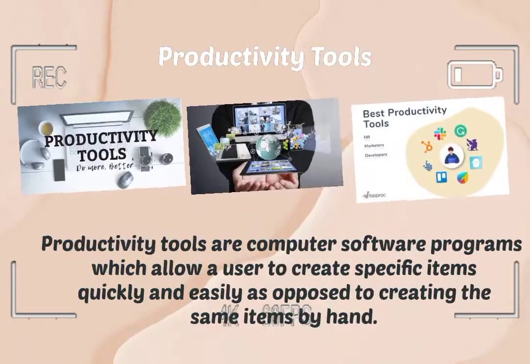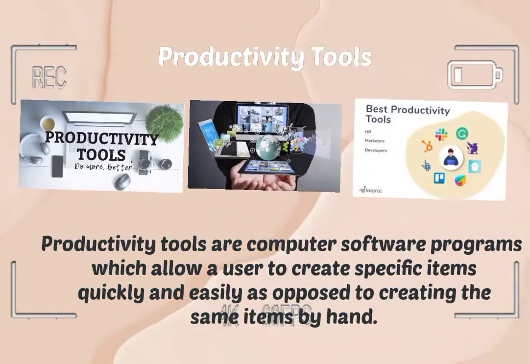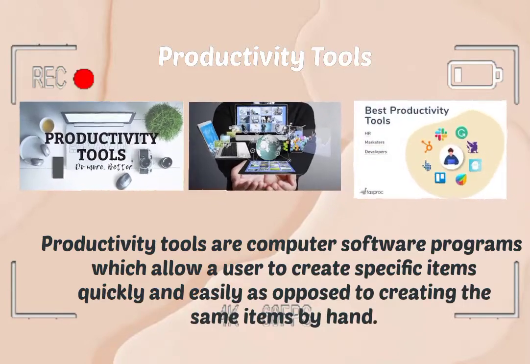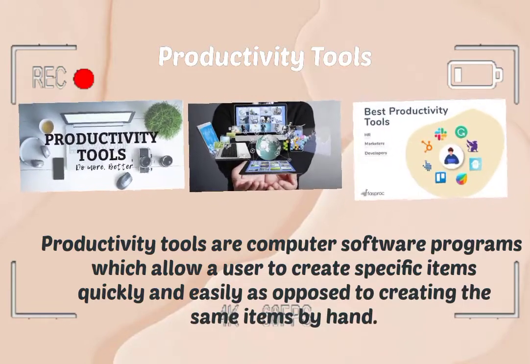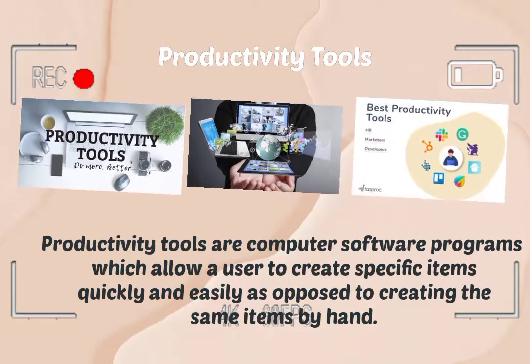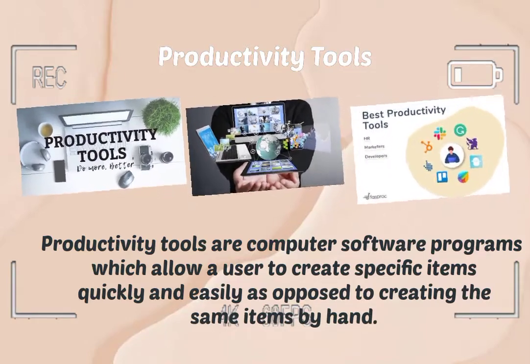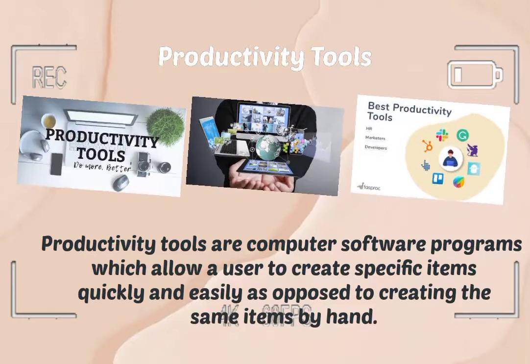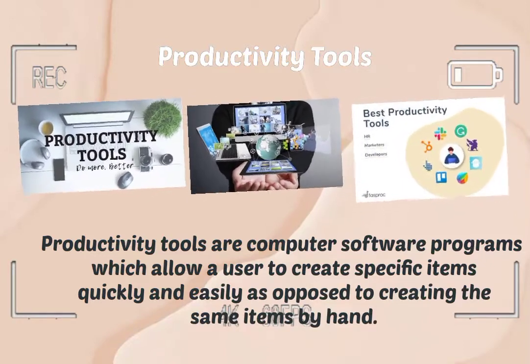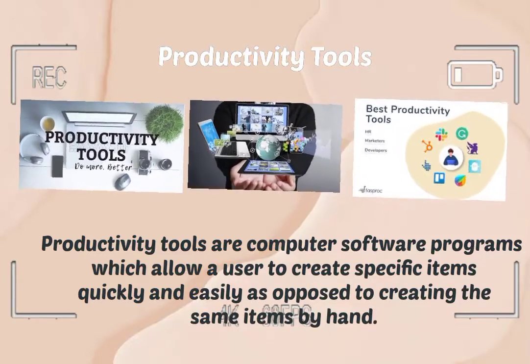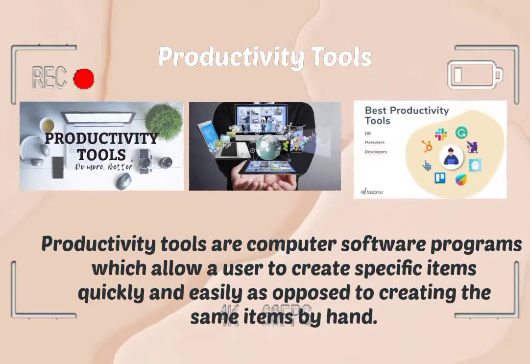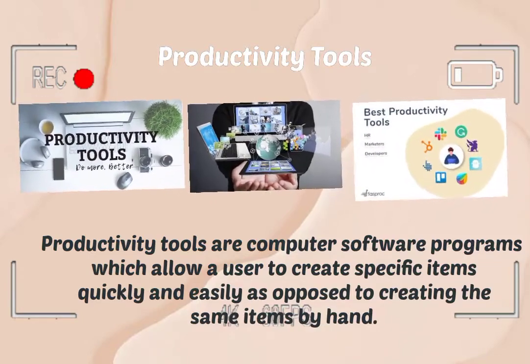Sixth is productivity tools. It is a computer software program which allows a user to create specific items quickly and easily as opposed to creating the same items by hand. For example, in Office we have spreadsheets, memos, presentations, personal database, image editing, and many more. You can also manage employee tasks through productivity tools.